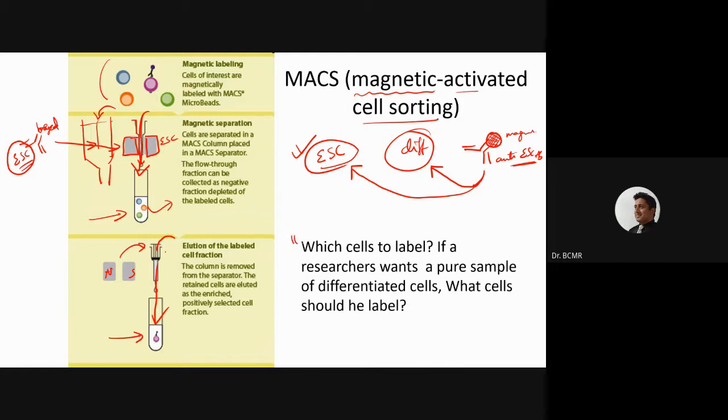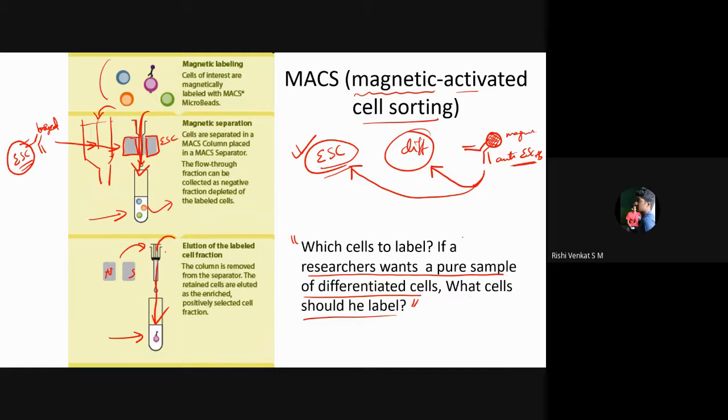Now I have a question: which cells to label? Say the objective is, if a researcher wants a pure sample of differentiated cells, which cells should he or she label? Is it better to label embryonic stem cells or differentiated cells? That's the question. Anybody wants to try?